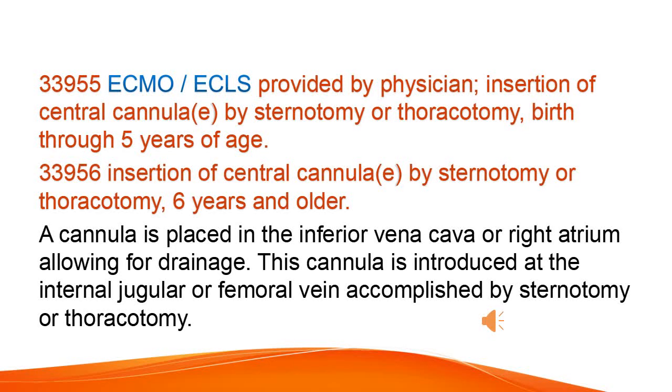ECMO/ECLS provided by physician, insertion of central cannula, E, by sternotomy or thoracotomy, birth through 5 years of age. Insertion of central cannula, E, by sternotomy or thoracotomy, 6 years and older. A cannula is placed in the inferior vena cava or right atrium, allowing for drainage. This cannula is introduced at the internal jugular or femoral vein, accomplished by sternotomy or thoracotomy.